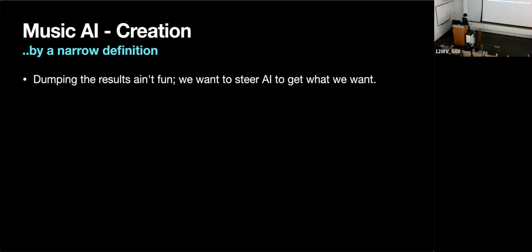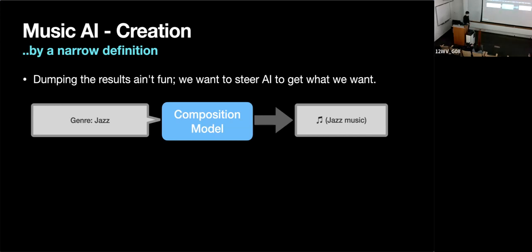We want some way to steer the AI to use it for whatever you want. For example, we don't want to just create many, many songs. We might want a query like, okay, write some song, but I want the genre of the song to be jazz. And then the model creates some jazz music.